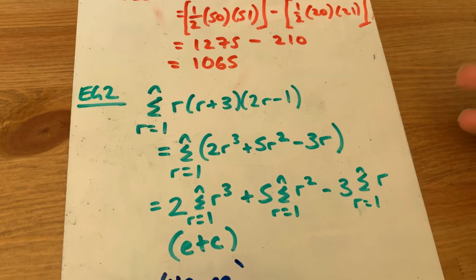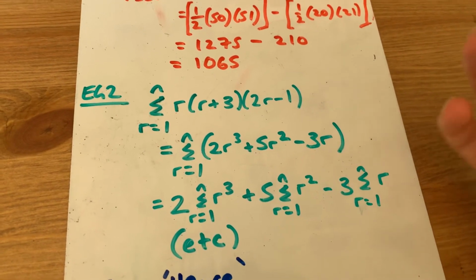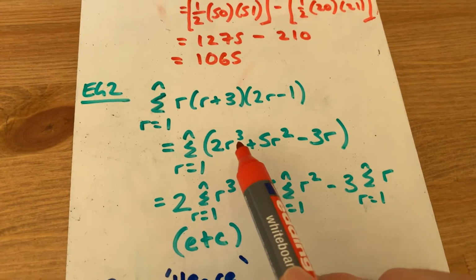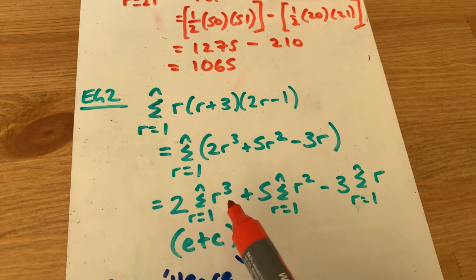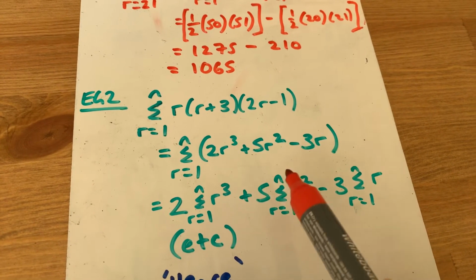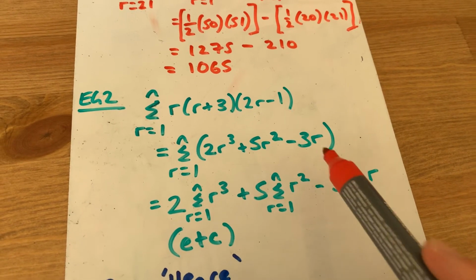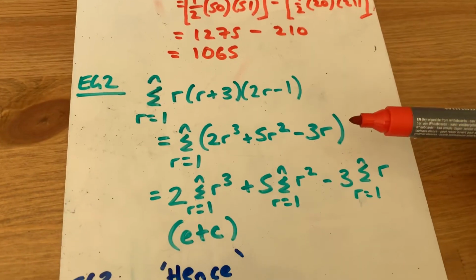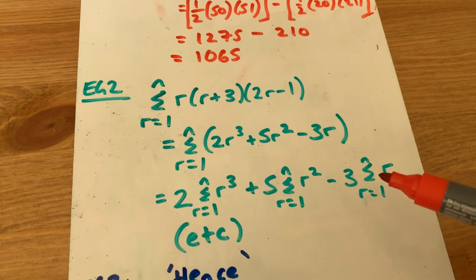Now, this is the bit which I was talking about where we can split our summation up and we can take the coefficients outside. We're going to want 2 lots of the sum of the cubed natural numbers, plus 5 lots of the sum of the squares of our natural numbers, subtract 3 lots of the natural numbers. Okay, so we can actually split this up into 3 discrete stages and then multiply it out by the coefficients at the end.